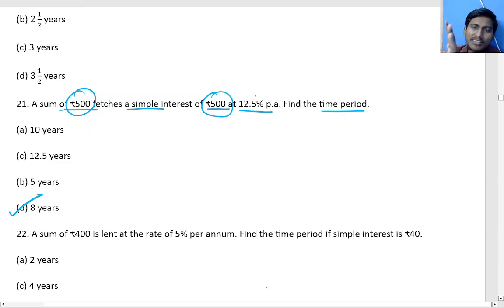So 100% and 12.5% is the rate of interest, right? So if you divide, 12.5 to become 100%, how many years will it take? 8 years. If you divide by 12.5, you will get 8 years.